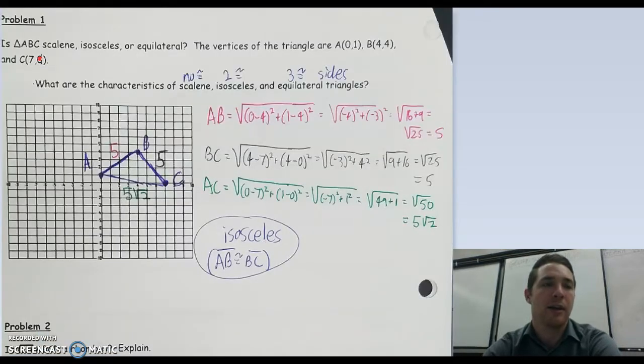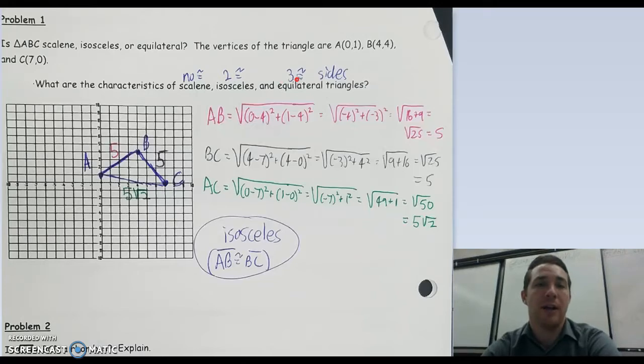So trying that in practice, the first problem is asking us if ABC is scalene, isosceles, or equilateral. And it's giving us coordinates for A, B, and C. So after filling in that triangle, again, if I have (0, 1) for A, (4, 4) for B, (7, 0) for C, if I want to tell if it's scalene, isosceles, or equilateral, what that's asking us about is the sides. So the characteristic of scalene is that no sides are the same. There are none that are congruent. Isosceles has two sides that are congruent, and equilateral is when all three sides are congruent.